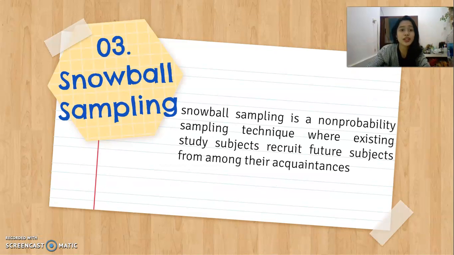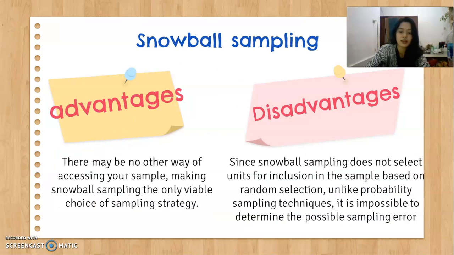Okay, the third is snowball sampling. What is snowball sampling? Snowball sampling is a non-probability sampling technique where existing study subjects recruit future subjects from among their acquaintances. And snowball sampling has advantages and disadvantages.